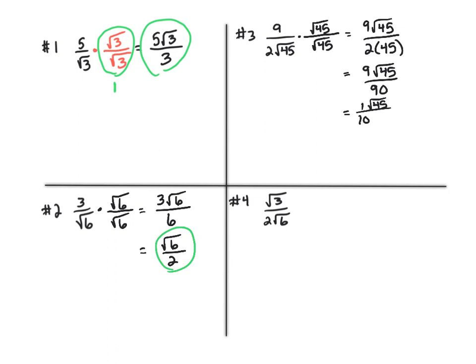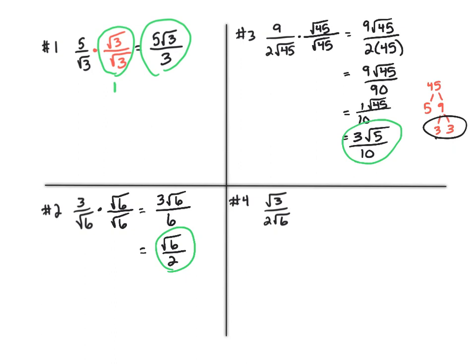Okay. Now 45 I know breaks down because there's a perfect square in there. So 5 times 9, 9 is my perfect square, which is 3 and 3. So we already have a 1 out there. We're going to move a 3 out. 3 times 1 is 3 square roots of 5 over 10. 3 over 10 doesn't reduce, so we'll stop there. 3 root 5 over 10.